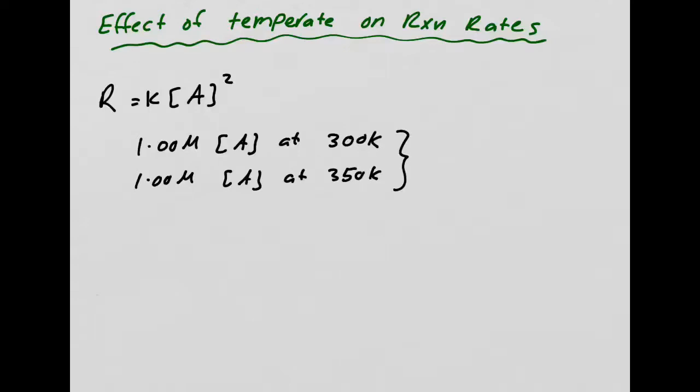Now, I need you to pay attention to these two. These two have different rate. Why do they have different rate when the concentration of A is not changing? I have 1 molar A, I have 1 molar A, but they are at different temperature. Because they're at a different temperature, they are going to have a different rate. But why? Why would they have a different rate when you plug into the same equation? R is equal to K times the A concentration to the power of 2.